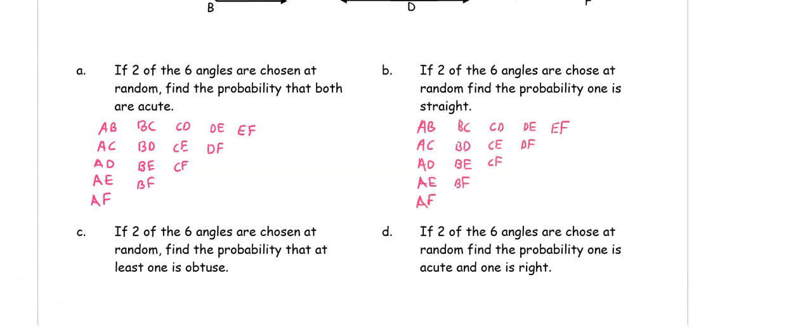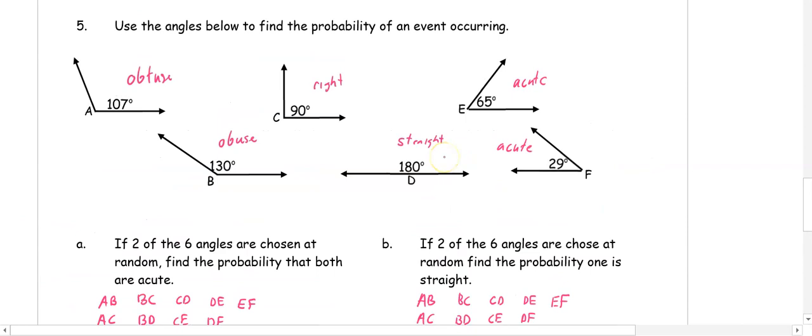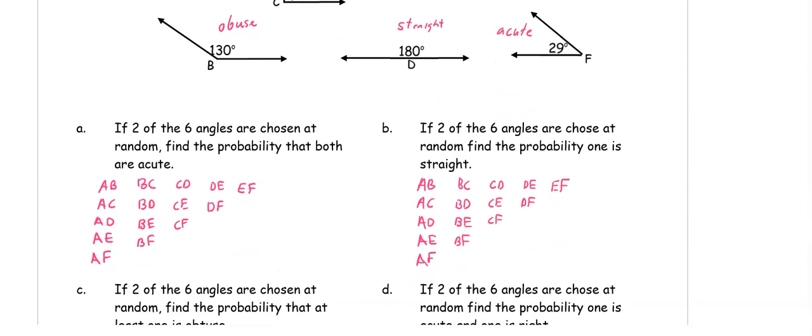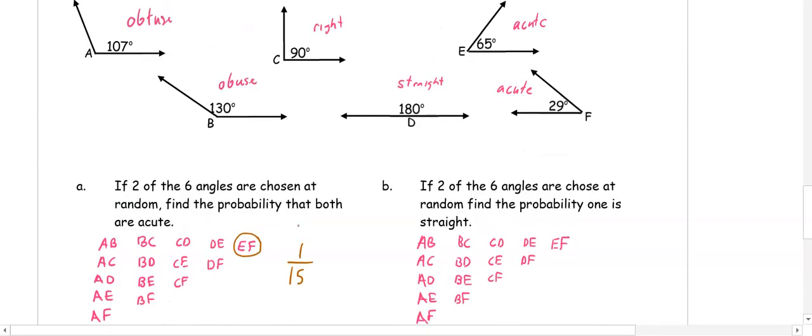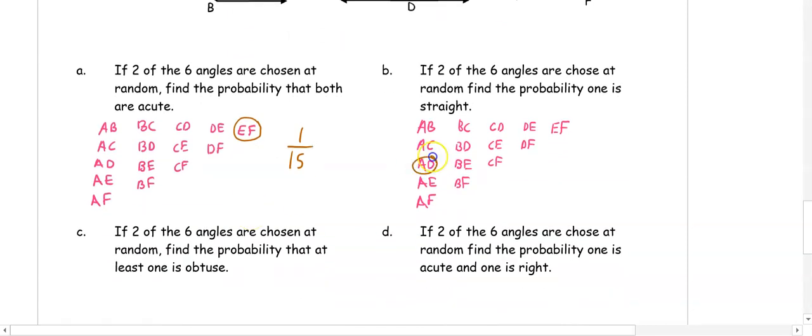So in part A, we want to find the probability that both are acute. If we look back up here, our 2 acute angles are E and F, so they need to occur in the same grouping. That only happens once, so we have 1 out of a possible 15. In part B, if 2 angles are chosen at random, find the probability that one is a straight angle. The straight angle is D, so anytime we see an angle with D in it, that satisfies what we are looking for. So we have AD, BD, CD, DE, and DF. So that's 5 out of 15, which reduces to 1/3.